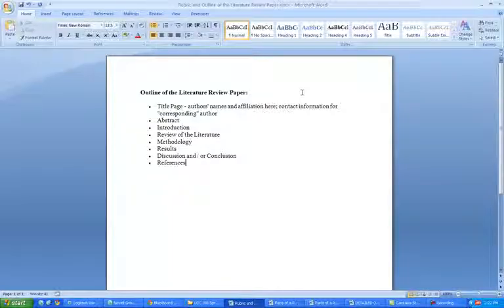So it's similar, it's still a type of research, but you're looking at literature that's been done before. You're not creating new literature. You're not creating a new research formula.